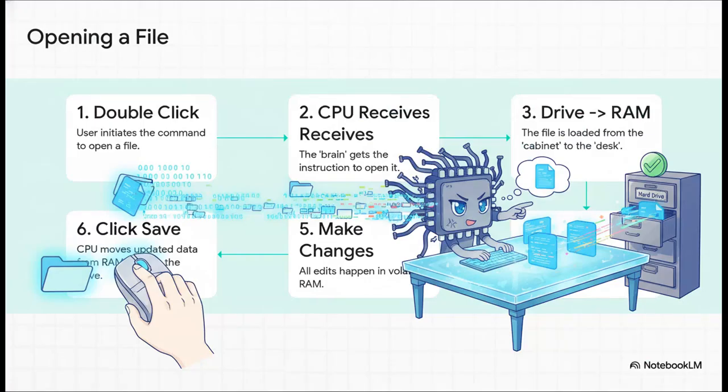So, picture this. You double-click a file. Instantly, the CPU, the brain, gets that instruction. It then tells the hard drive, the filing cabinet, to go find that specific file. The file then gets copied from the filing cabinet onto the RAM, the desk surface, where the brain can actually work on it. You make your edits right there on the desk, and when you finally hit save, the CPU tells the file to move from the desk back into the filing cabinet for safe, permanent storage. It's really just a beautiful, logical flow.